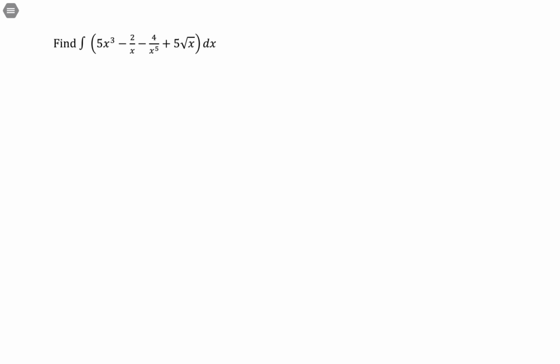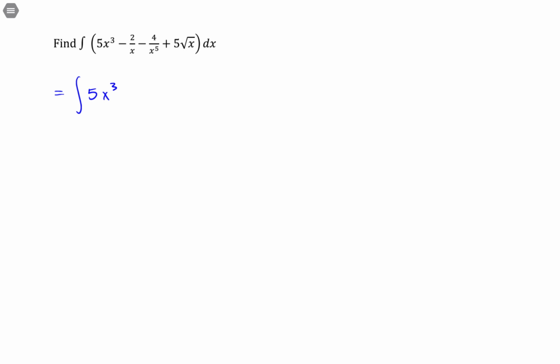Find the antiderivative of 5x cubed minus 2x minus 4 over x to the fifth plus 5 times the square root of x dx. So we're going to integrate this term by term, but to start, what we need to do is rewrite things so that we can use the power rule. So before I do my antiderivative, I'm just going to go through each term and rewrite it in an easier form to work with.